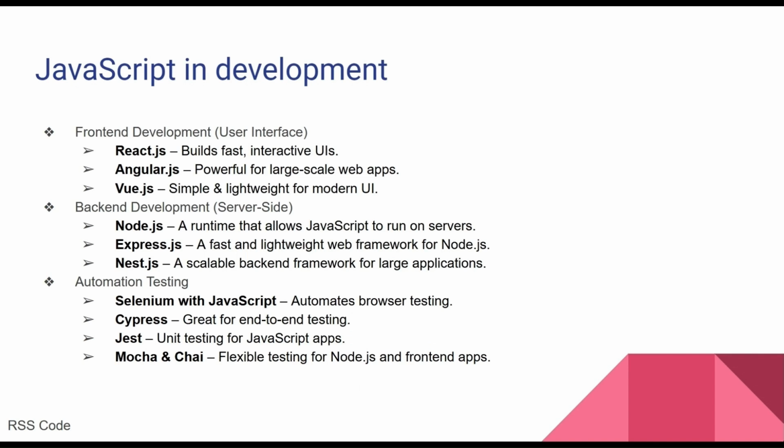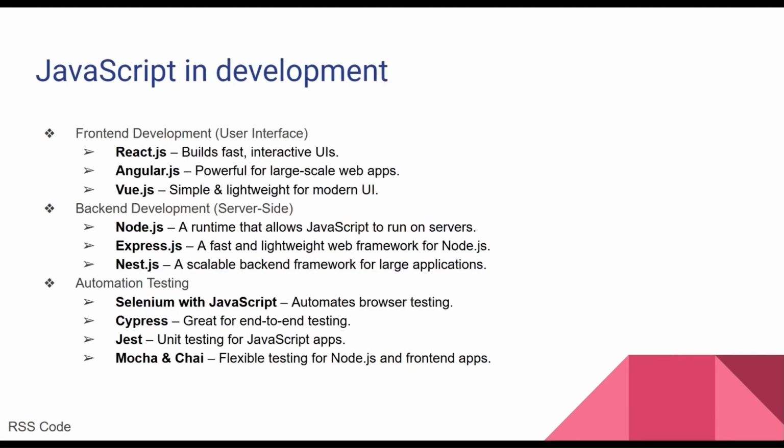So JavaScript is used in development like front end, back end, and automation testing. When coming to front end, we have React.js, AngularJS, Vue.js, and in the back end we have Node.js, Express.js, and Nest.js. Here, when we talk about Node, it's a runtime environment of JavaScript, and Express and Nest are both frameworks which help to create robust applications in Node.js. And the final one is automation. Selenium, JavaScript, and Cypress are automation testing frameworks. Jest, Mocha, and Chai are unit testing frameworks that are available in JavaScript.